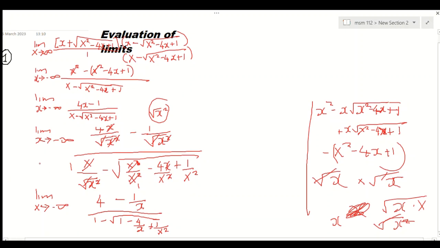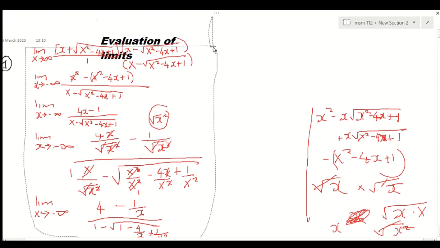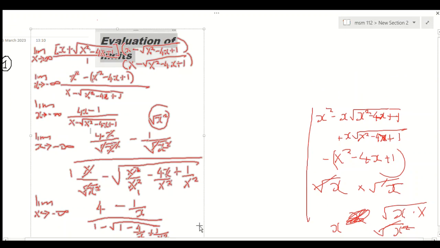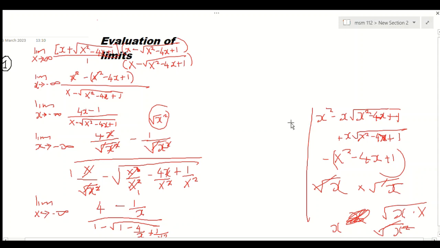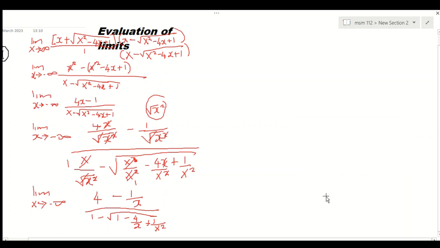Let me reduce them again. Okay, let me do this. Let me just rub this. So from here. Okay. Excuse me, I've got the flu.